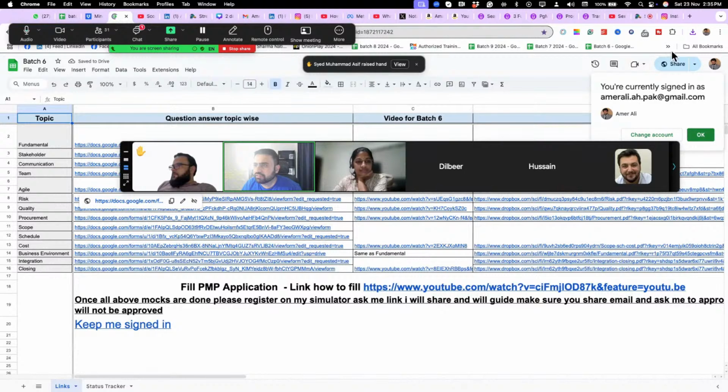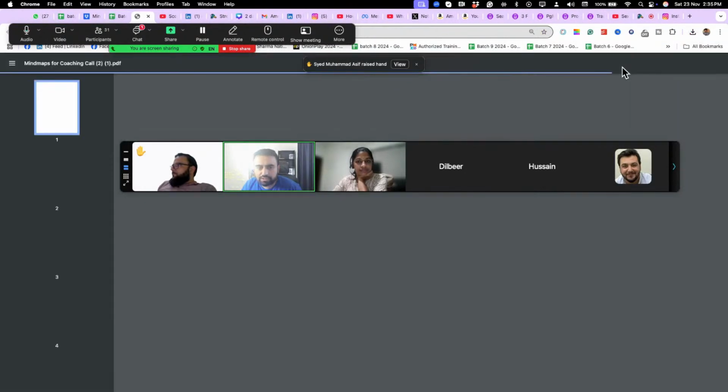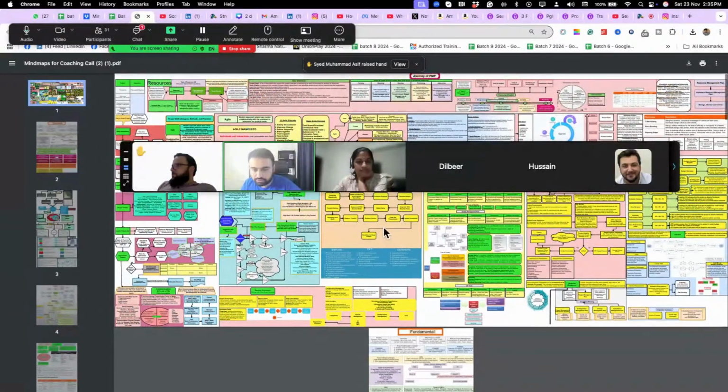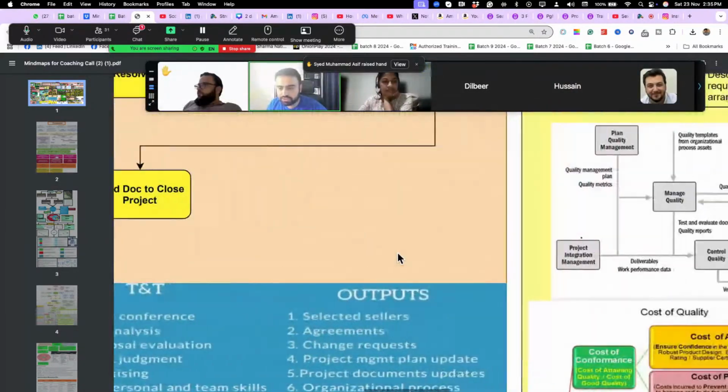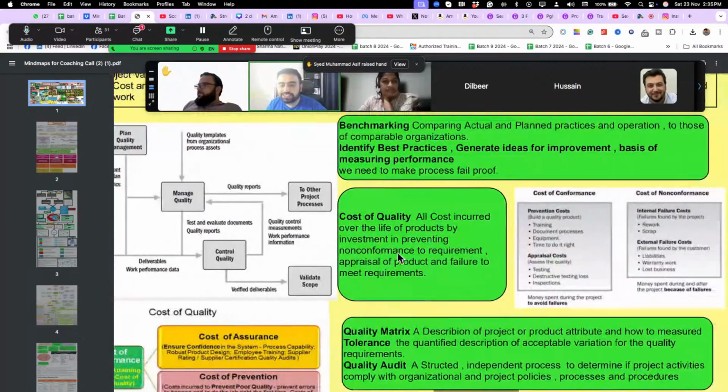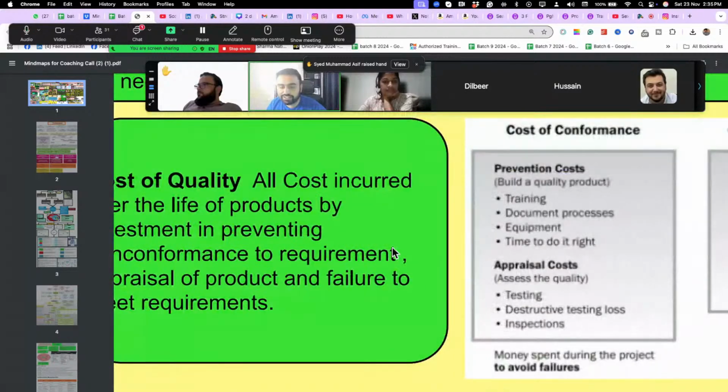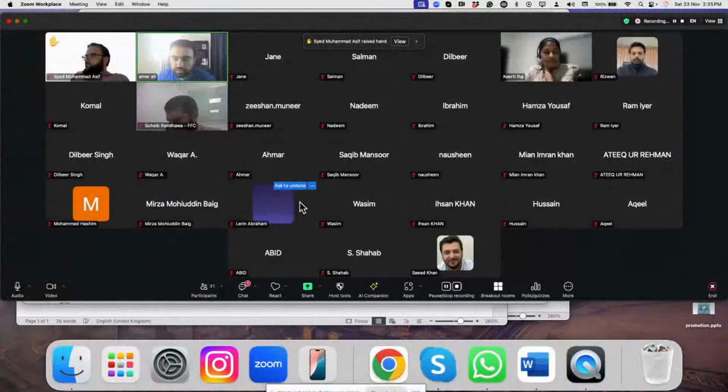I am downloading the link of this. Okay, it is a good copy. You see, I just zoomed it and even at that quality, it is adjusting. It's a very beautifully made mind map, so you can look into that.